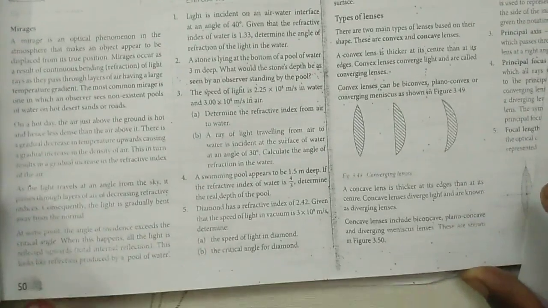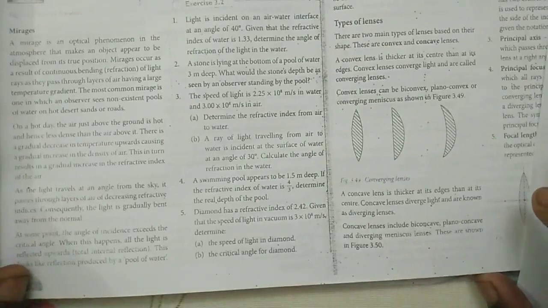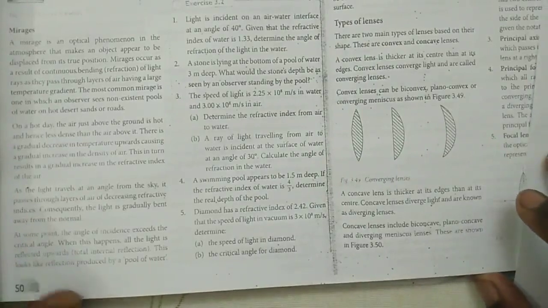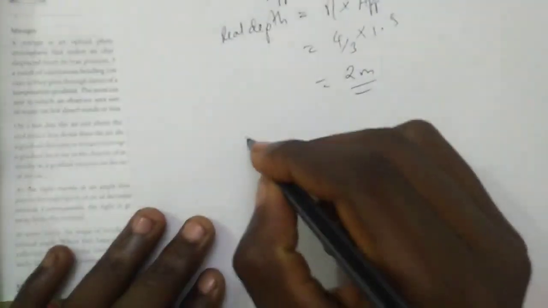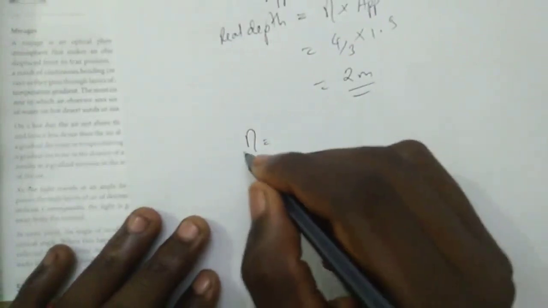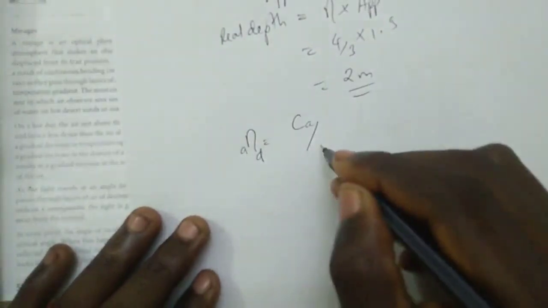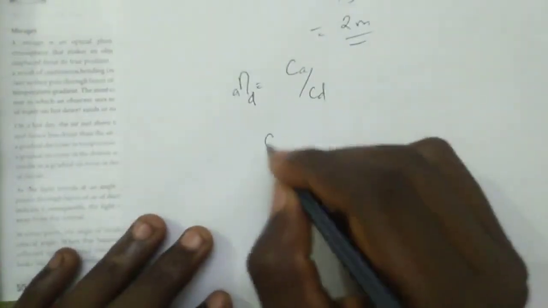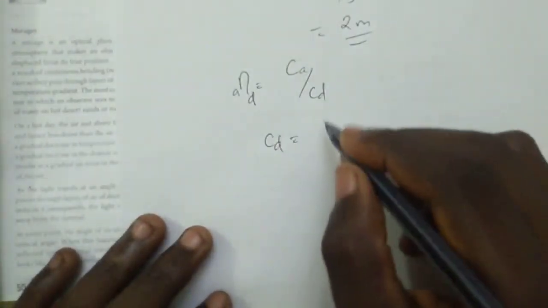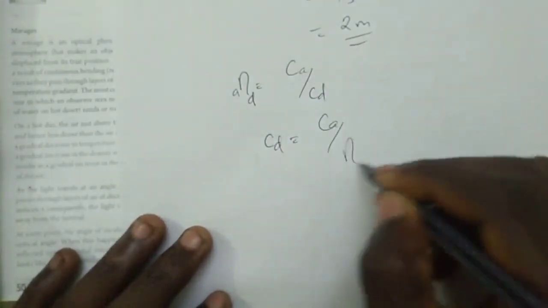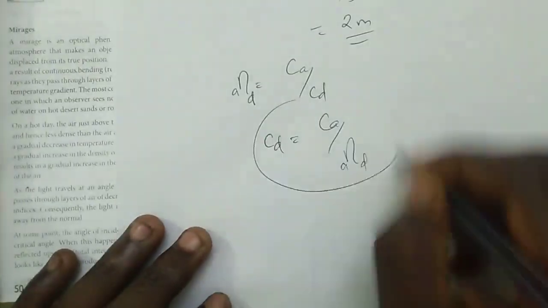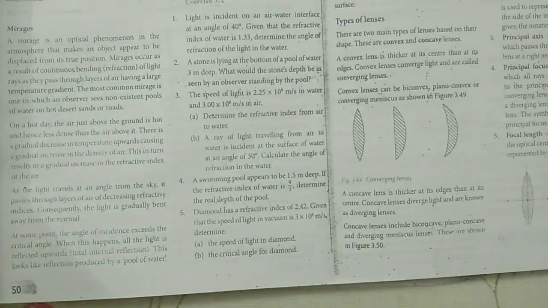Number 5, diamond has a refractive index of 2.24. Given that the speed of light in a vacuum is 3 times 10 power 8, determine speed of light in diamond. Very easy. Refractive index from air to diamond is equal to speed of light in air gawanya kwa speed of light in diamond. The speed of light in diamond itakuwa speed of light in air gawanya kwa refractive index from air to diamond. Refractive index tumepewa.